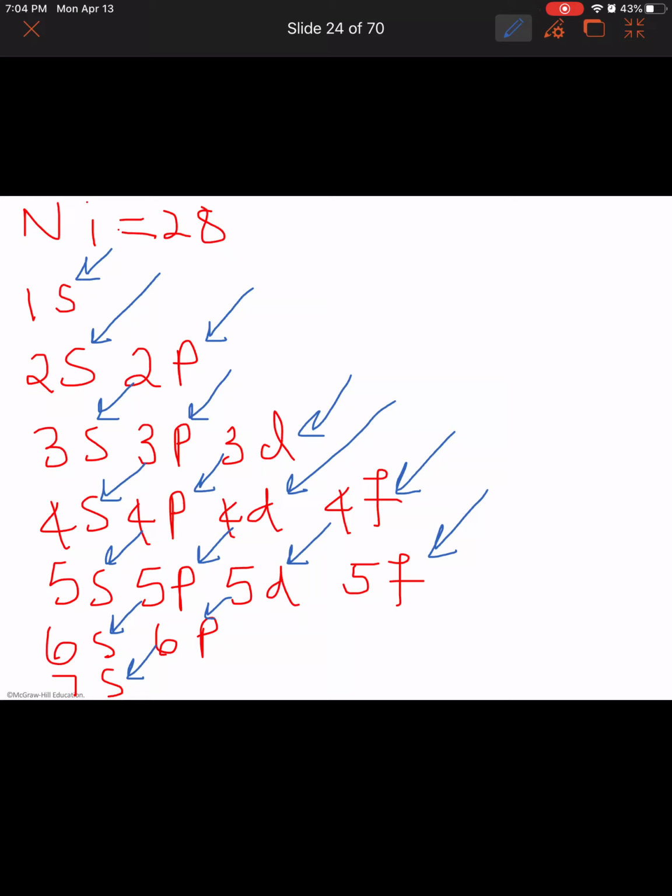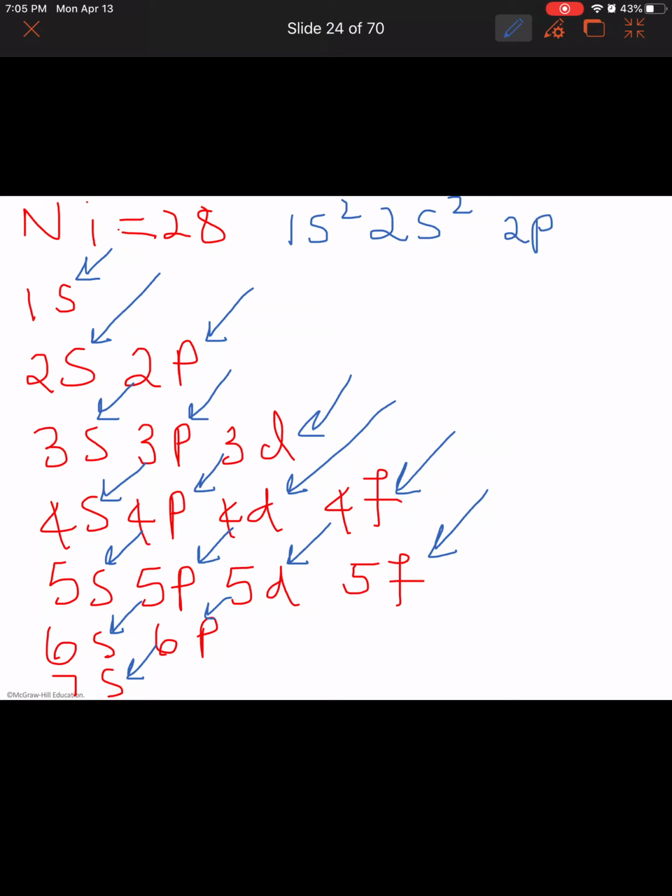So we're going to fill it up to 28. So first thing we're going to write is 1s. And s can hold up to how many? 2. So you can draw 1s2. What comes after 1s? It's the 2s. You see the arrow is pointing to 2s. So 2s can hold up to 2. So 2s2. After 2s, it doesn't continue. So you go to 2p.